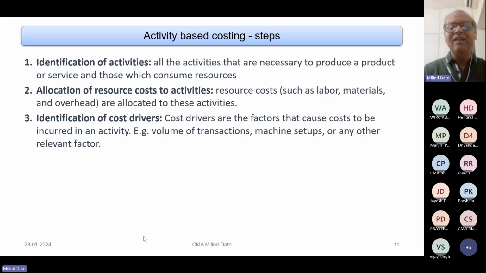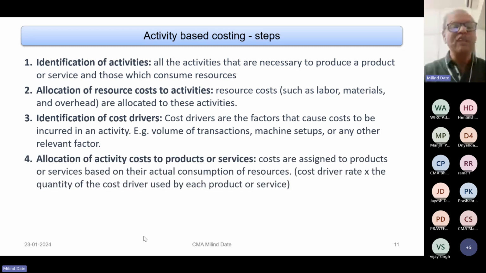And then you allocate the activity cost to the products and services based on the volume of drivers consumed by each product or service. So how do you do it? It's pretty straightforward. Computer systems will make these calculations for you. It is more for you to interpret the computer outputs and then take a call.